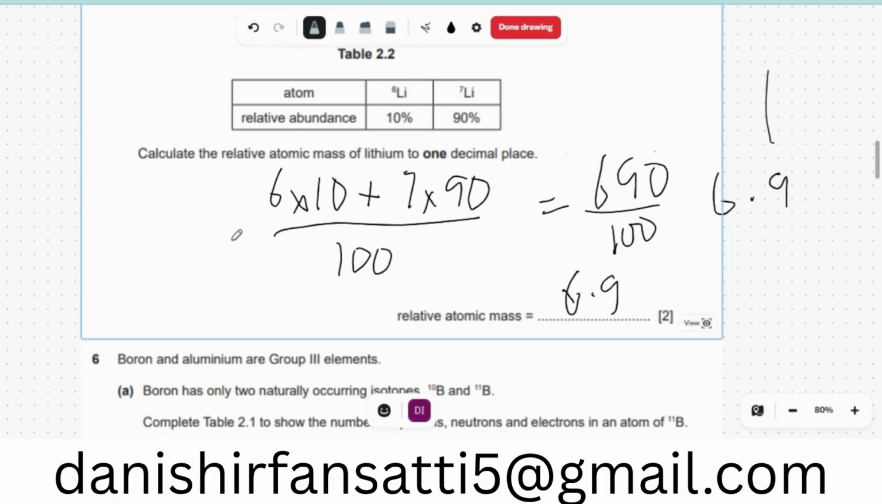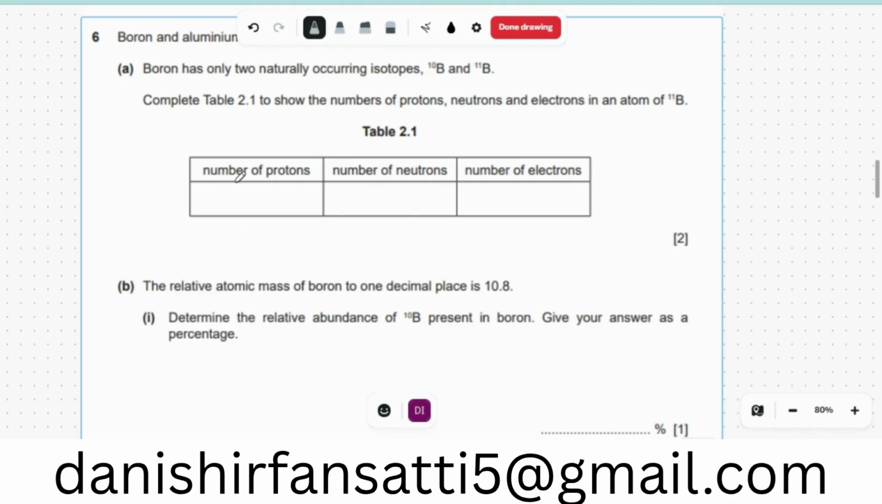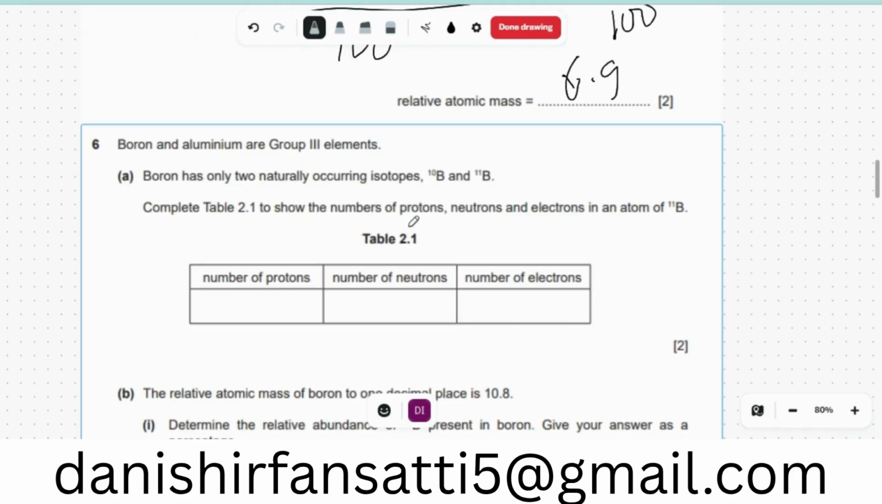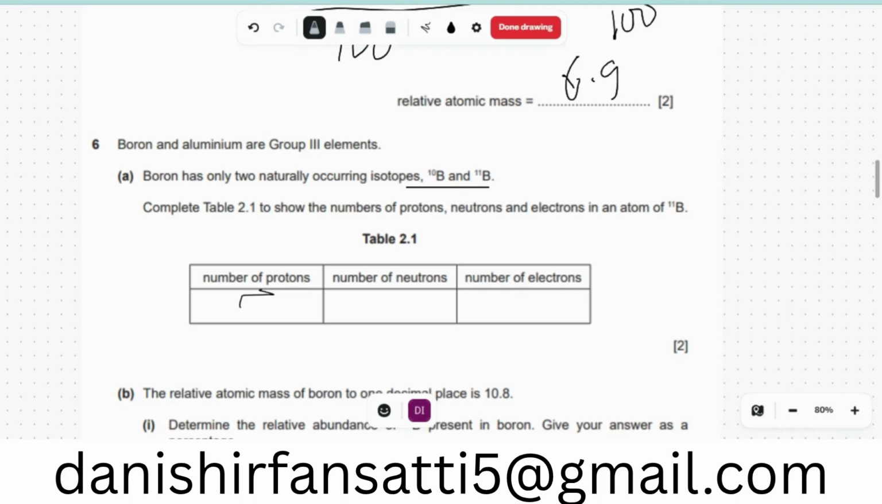Okay, boron and aluminum are in group 3. Boron has two naturally occurring isotopes, boron-10 and boron-11. Calculate the number of protons, neutrons, and electrons. So simply boron is 5, so the number of protons is 5, the number of neutrons is 6 because 11 minus 5 is 6, and the number of electrons is the same because there is no charge.